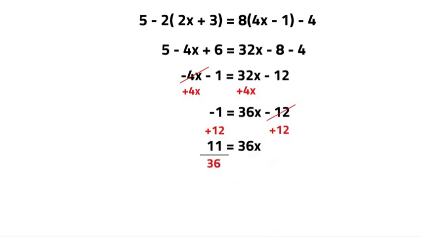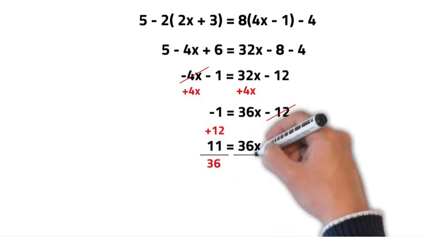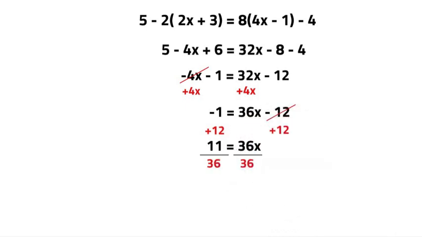If we divide by 36 on both sides, it'll simplify our equation all the way down, and we will have 11 over 36 equals x.